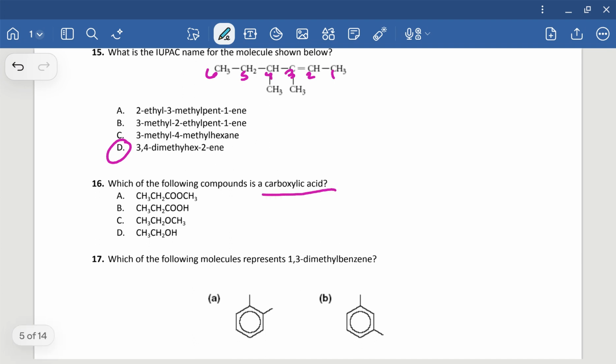The next one, finding your carboxylic acid. So carboxylic acid ends in COOH, right? Because we have that carboxyl group that we're looking for, and that would be B.